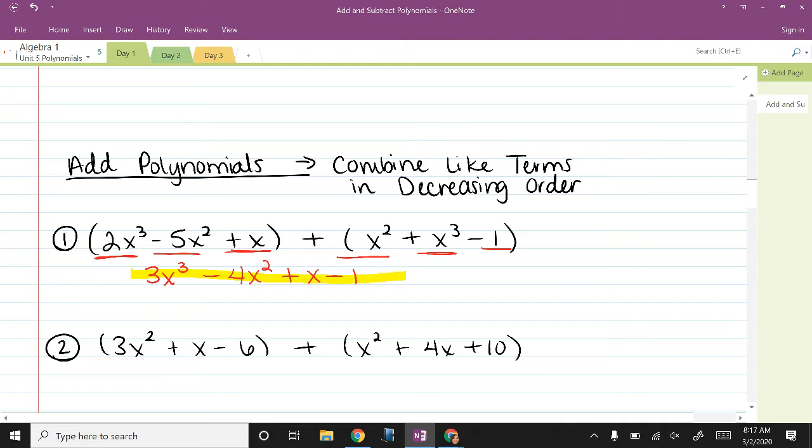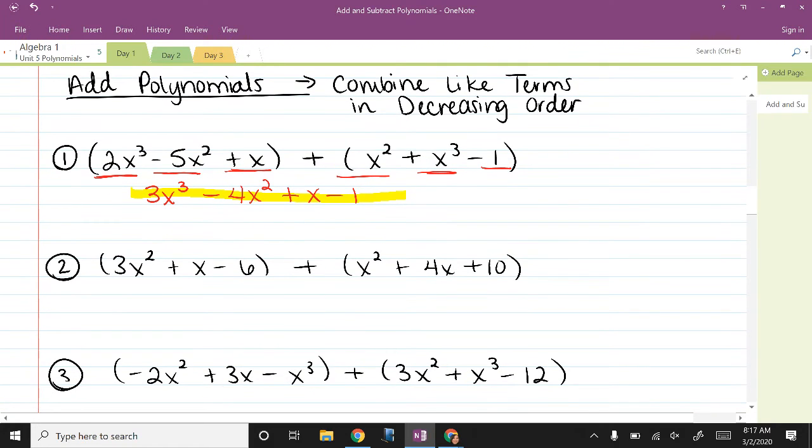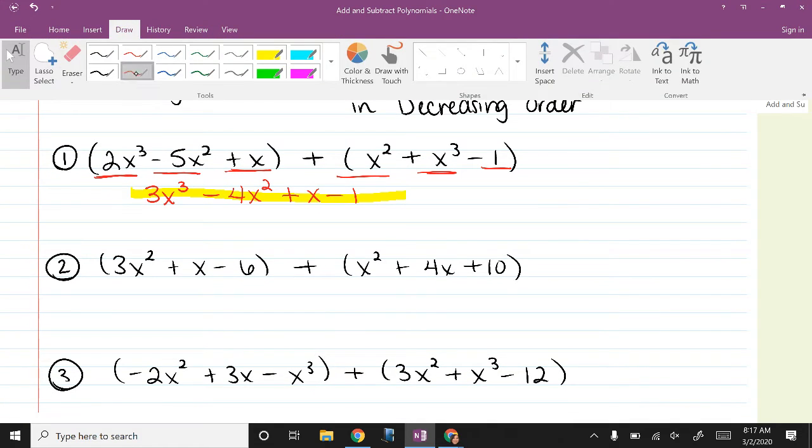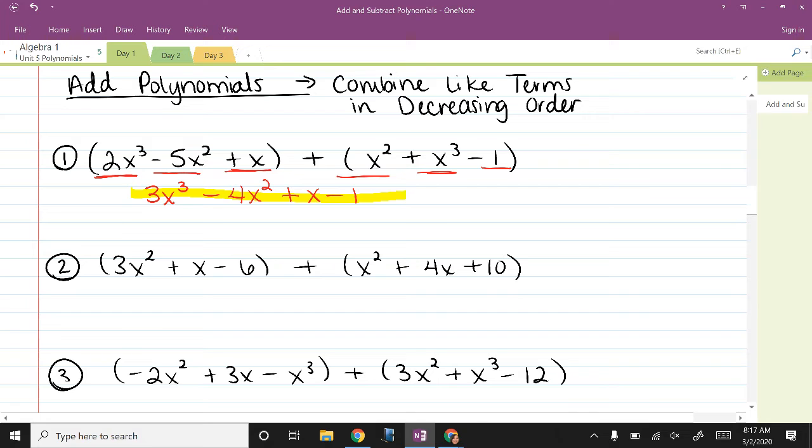All right, copy down number 2. X squared plus x minus 6 plus the polynomial x squared plus 4x plus 10. Just 2 little simple trinomials. And it's a plus sign between the 2 parentheses, and that lets us know that we are adding. So we combine like terms in decreasing order.